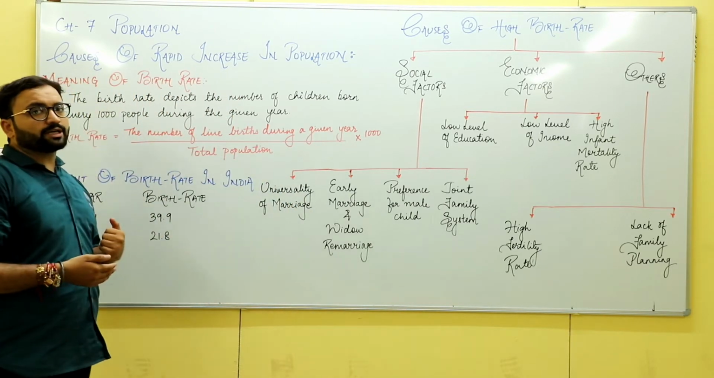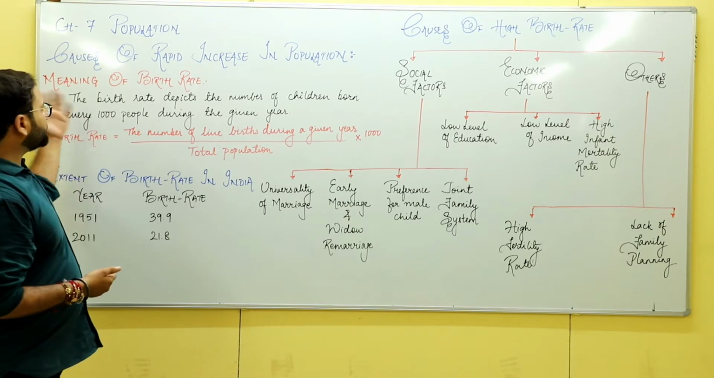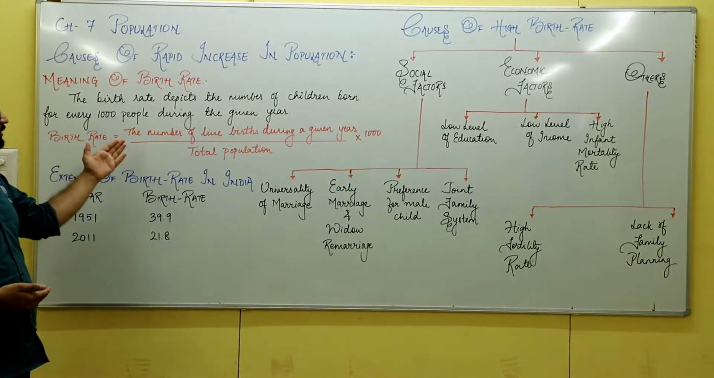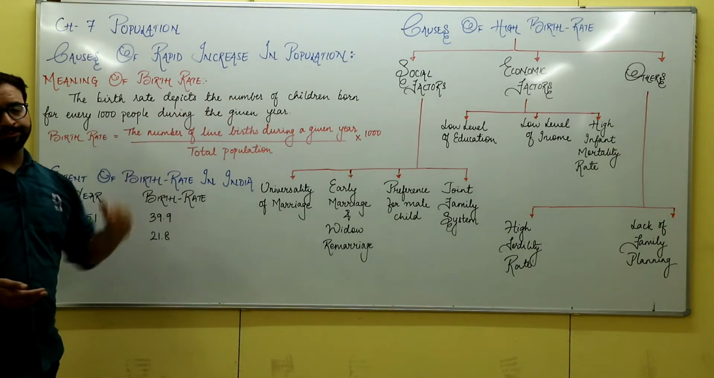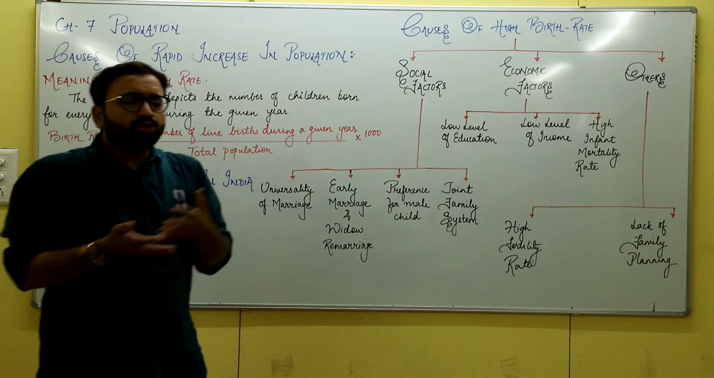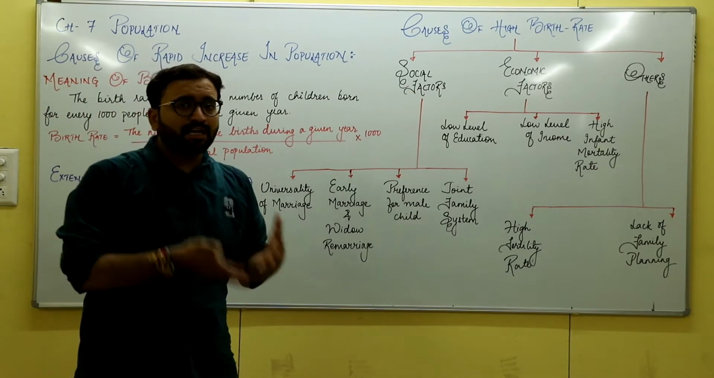Here we are talking about the birth rate. But what does birth rate mean? The birth rate depicts the number of children born for every 1,000 people during a given year. It means how many people are born every year out of 1,000 people in the given year.